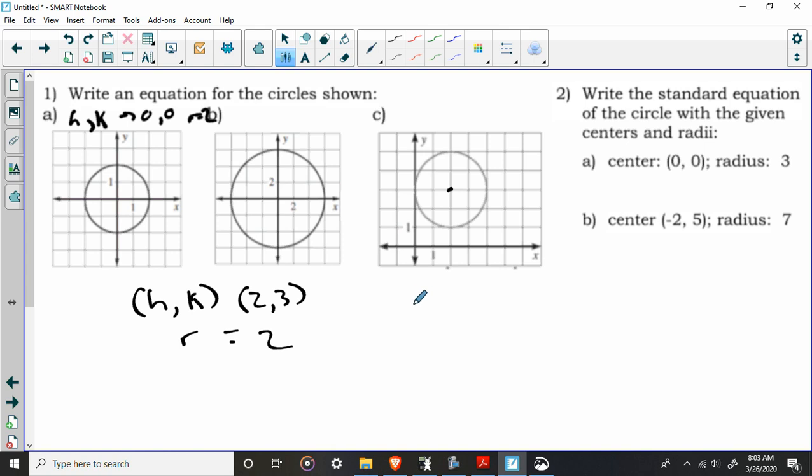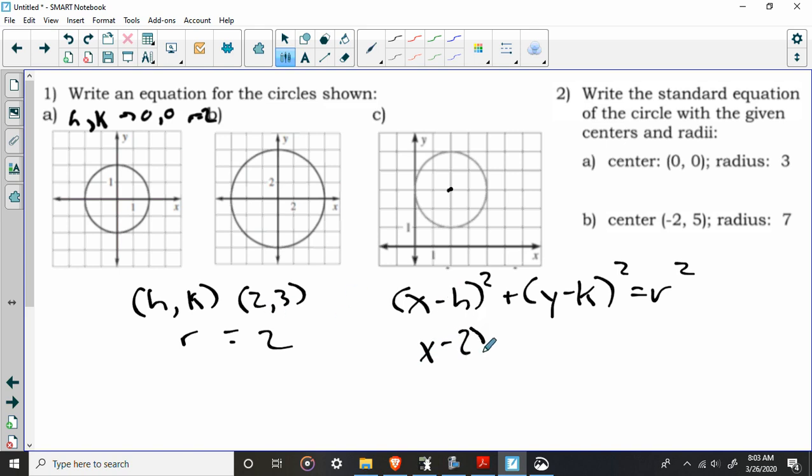All right, so again, what's your standard form? (x minus h) squared plus (y minus k) squared is equal to the radius squared. So it's going to be x, flip the sign, so it's positive 2, it's going to be (x minus 2). For y, y minus k, so k is 3, flip the sign, negative 3. And your radius is 2, so 2 squared is going to be 4. Don't forget to square your radius.